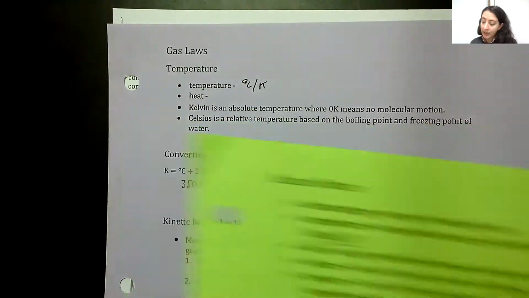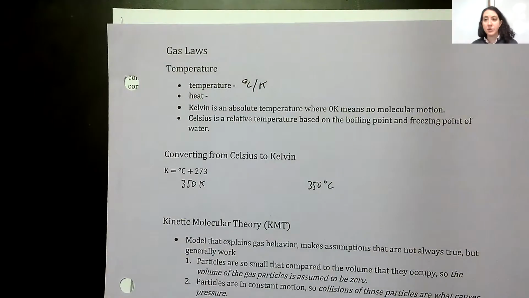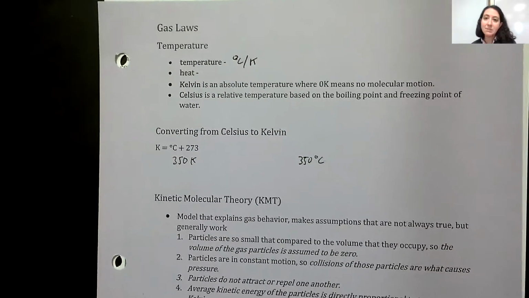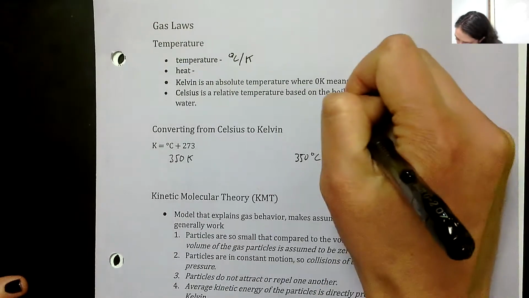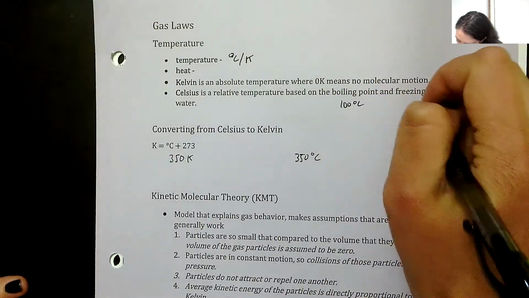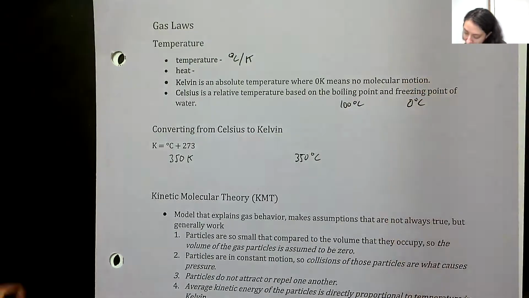So Kelvin is an absolute temperature scale. Celsius is based off of the boiling point and freezing point of water. The boiling point, of course, being 100 degrees Celsius and the freezing point, of course, being 0 degrees Celsius. But in the Kelvin scale, 0 is defined as absolute zero, absolute complete lack of molecular motion. So there is nothing that's lower than 0 Kelvin.